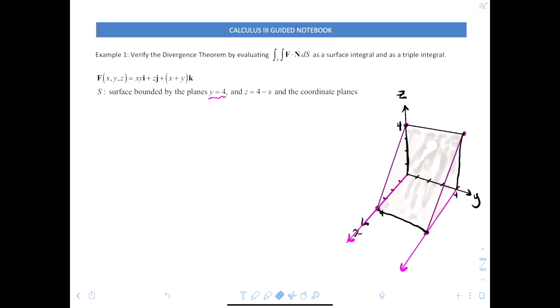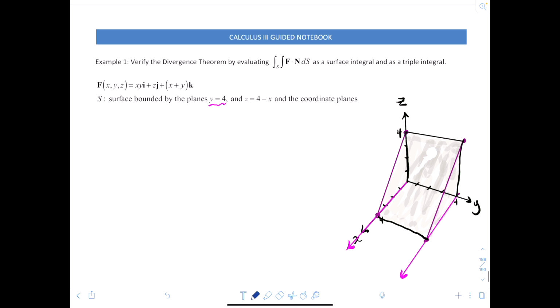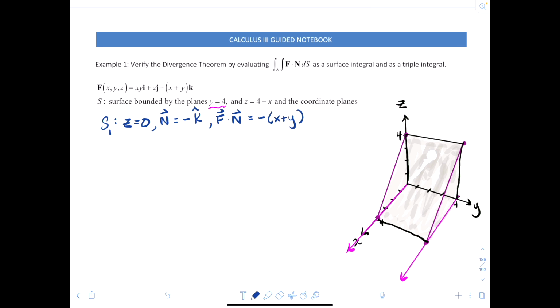What's going to happen here is we'll have different surfaces. So if we look at surface 1, we would have z is 0, and the normal vector pointing upward is going to be negative k. So F dot n is going to be negative quantity x plus y. Okay, so that's surface 1.